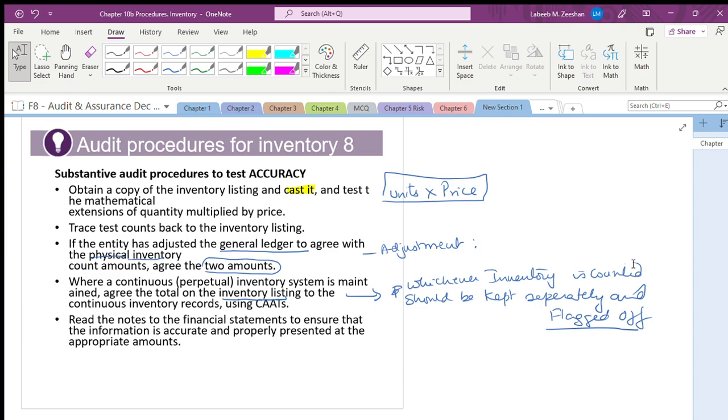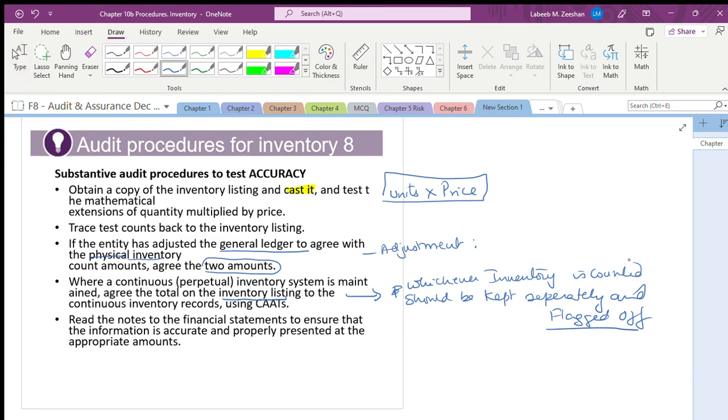Why are we doing this? Because we should have an understanding that this inventory has been counted and this has not been counted. Is it right? This has been counted and this has not been counted. That's very clear.